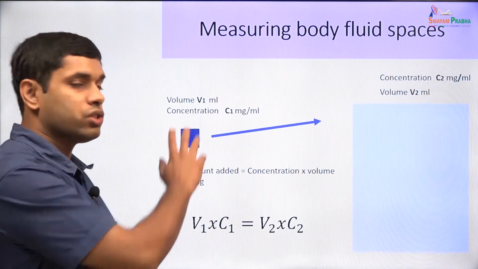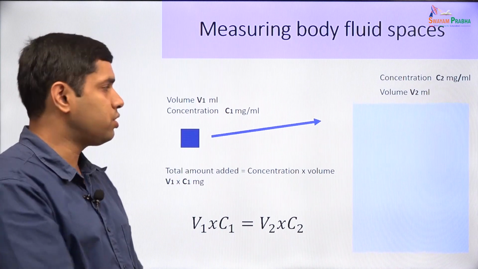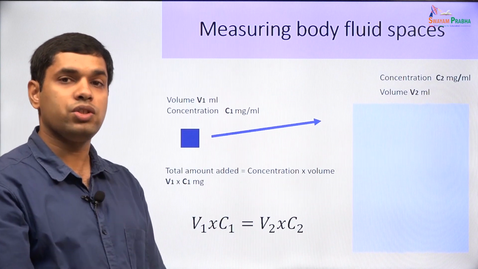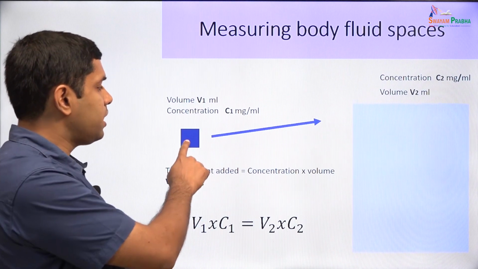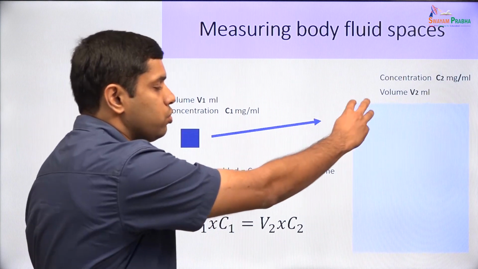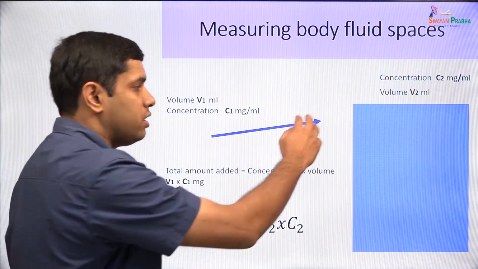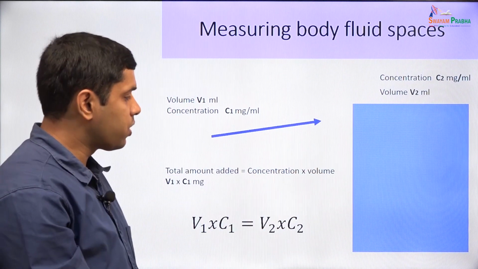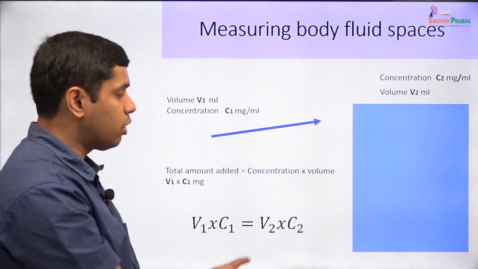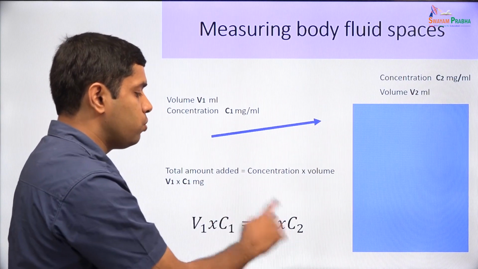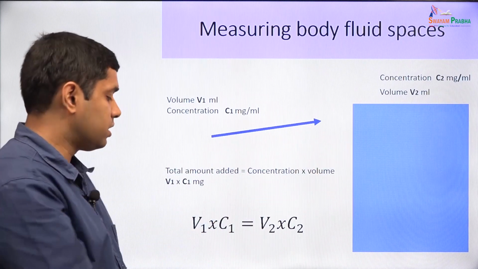We take an initial concentration of the dye. Let us say that we have an initial volume and an initial concentration, V1 and C1. So the initial mass will be V1 into C1. Then let us say that we add this amount into the body, and this volume gets diluted within this entire space. If we take a concentration from here and label that as C2, the total mass, which is the same, will be V2 into C2.